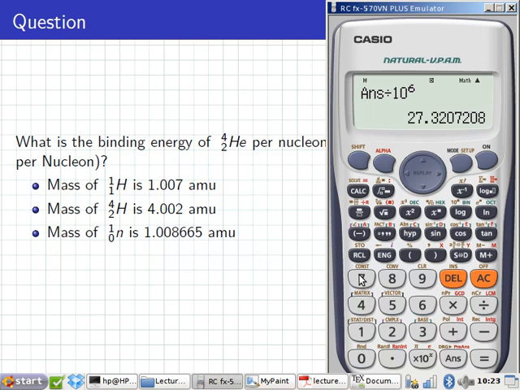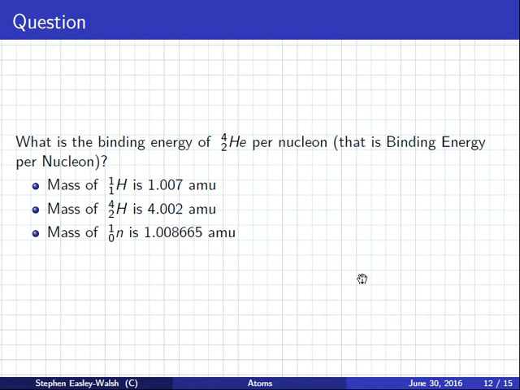In the next question, I want to know what is the binding energy per nucleon? That is binding energy per nucleon. So, how many nucleons do I have here? 4, 2 protons and 2 neutrons. Why might I want to know what it is per nucleon? Well, the previous answer was a total to hold the 4 together. But really, I care about how much energy is required for each one to hold it together.